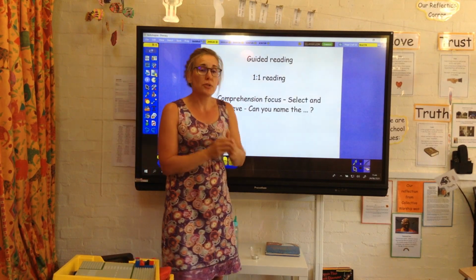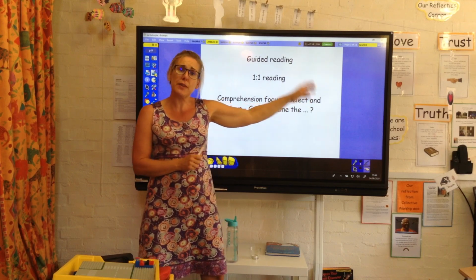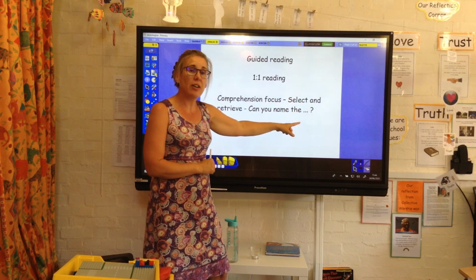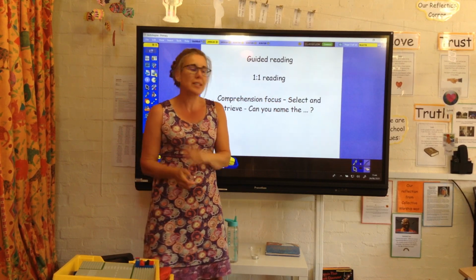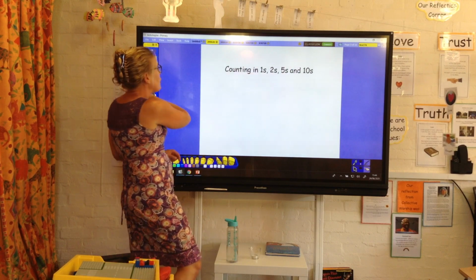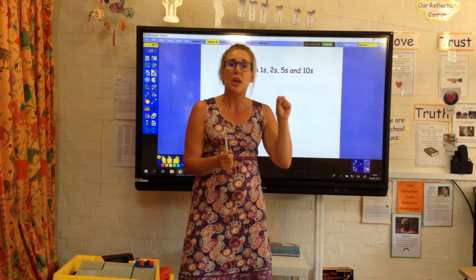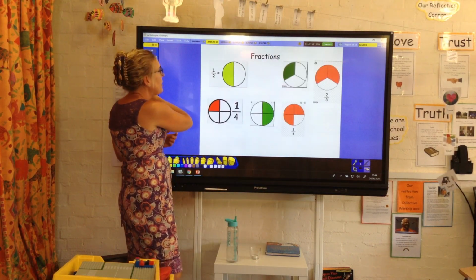Guided reading, so do some one-to-one reading, and then you're thinking about select and retrieve. That means, can you find the right piece of information that answers this question? And the question is, can you name the? So it's finding the name of a character or an item. Practice doing some counting ones, twos, fives and tens. Make sure you count all the way up.